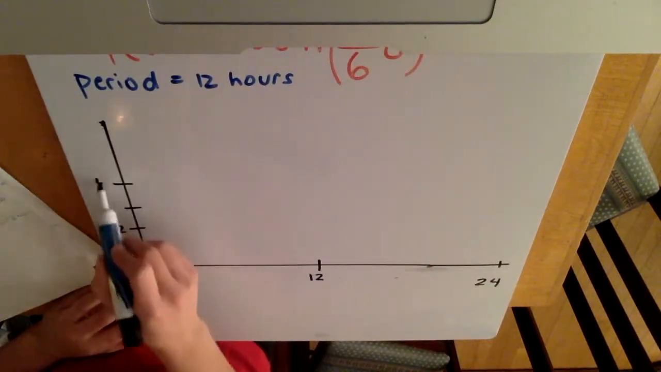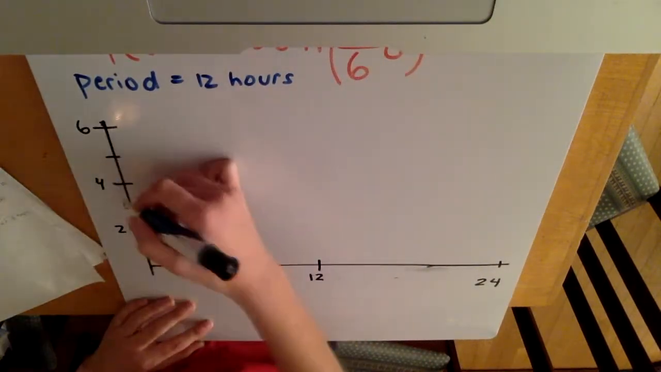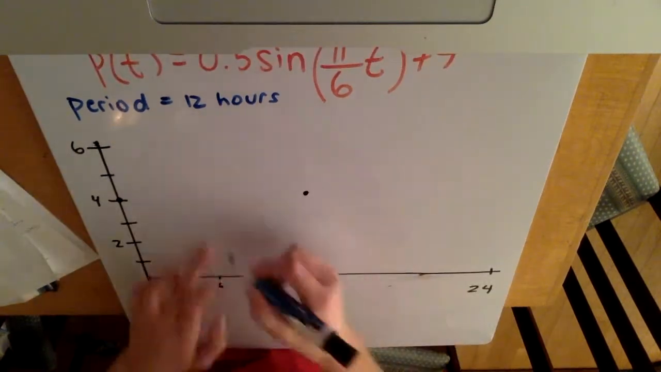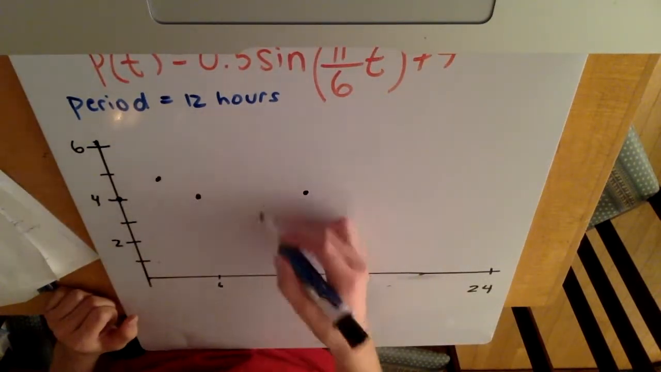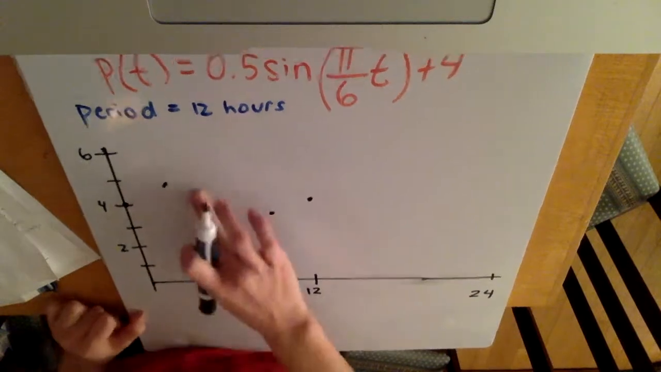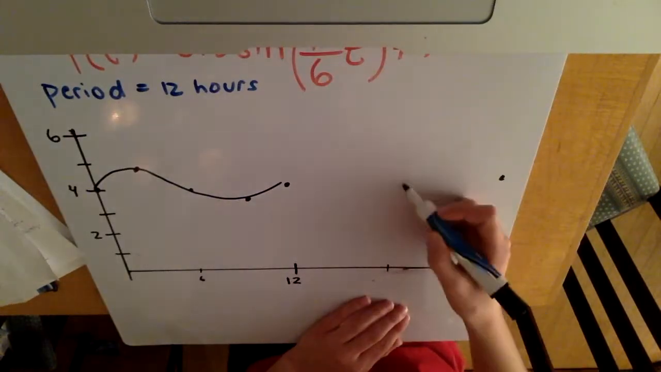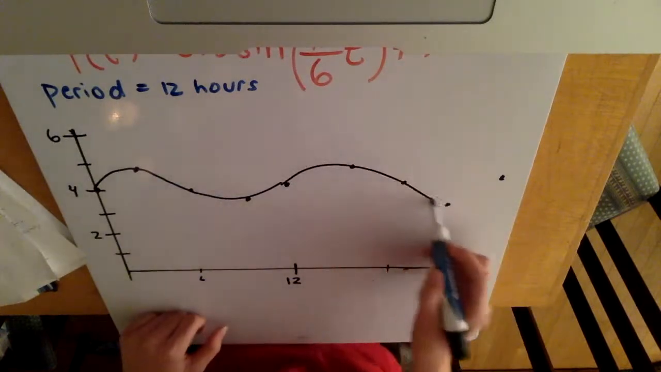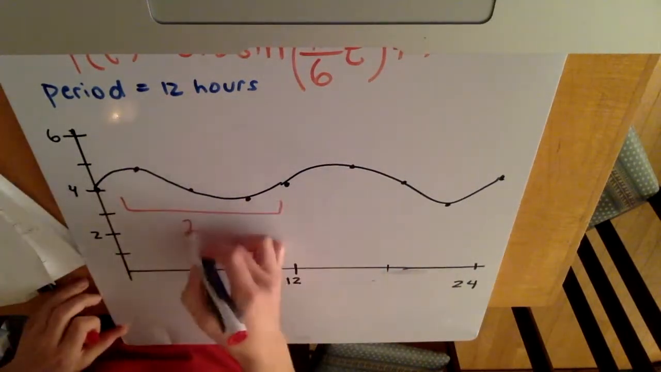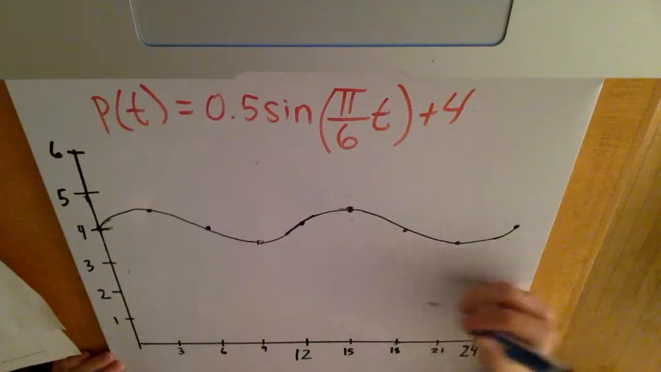Since the period is 12 hours, we're going to complete one cycle in 12, 2 in 24. Our equation of axis is at 4, so at 0, 6, and 12, our points will be at 4. At 3, our point is going to be at the max, and at 9, it's going to be at the minimum value. The amplitude is 0.5, so our max point is going to be at 4.5, and our min is going to be at 3.5.